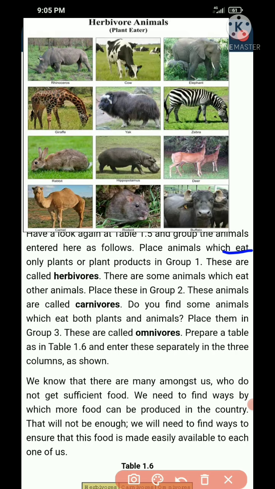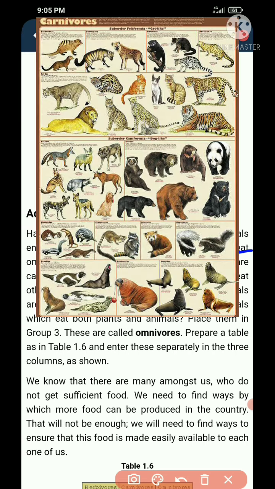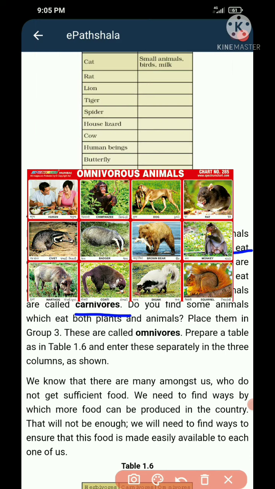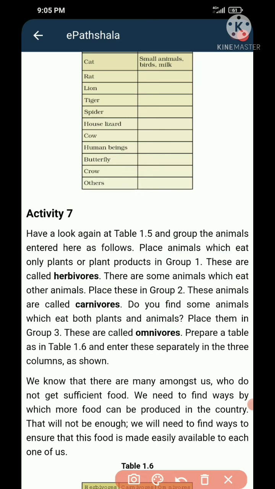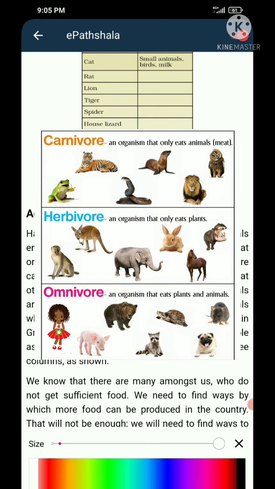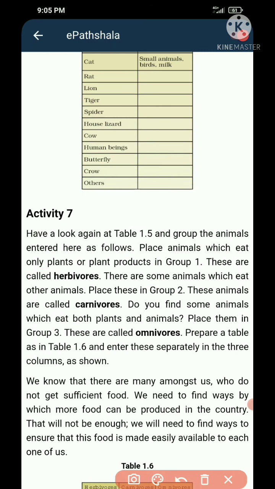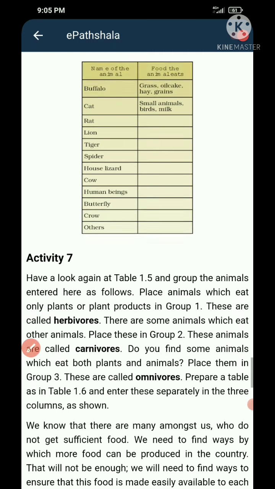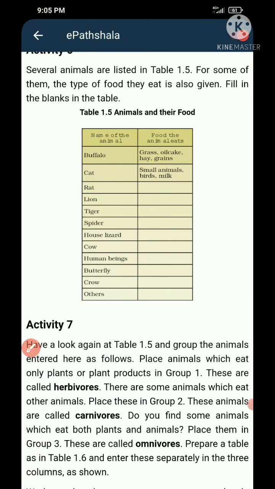Let's understand once again. Animals which eat only plants are herbivorous. Animals which eat other animals are carnivorous. Animals which eat both plants and animals are omnivorous. Okay, so these are the three categories: herbivorous, carnivorous and omnivorous. Okay, students, let's understand this by table 1.5.